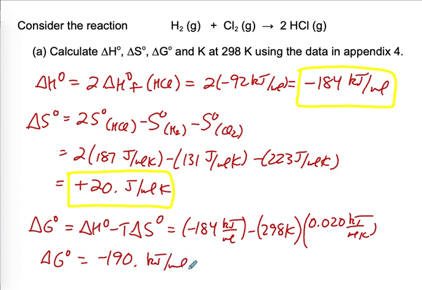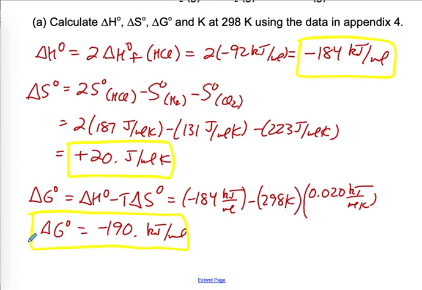Okay, so this reaction has a negative enthalpy change, it's exothermic. It has a positive entropy change, and therefore it must have a negative standard free energy change. It is spontaneous at all temperatures.